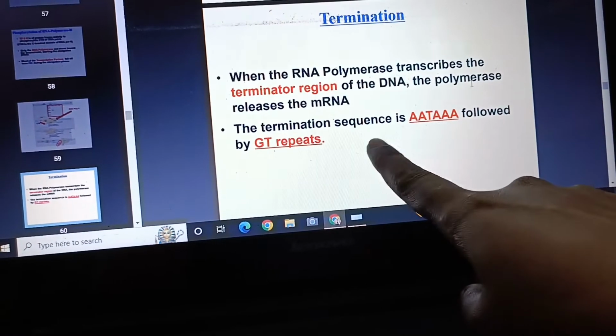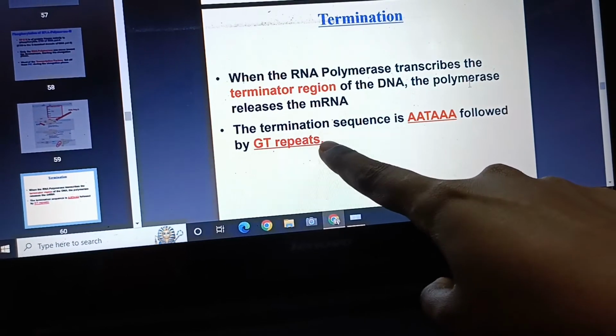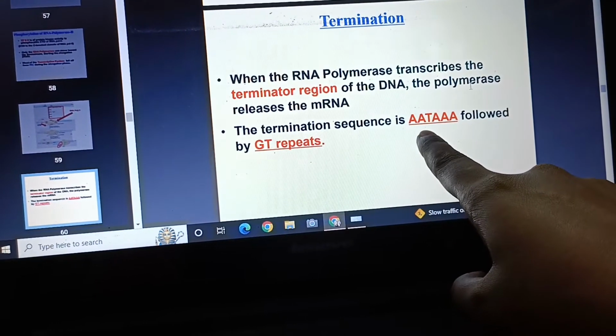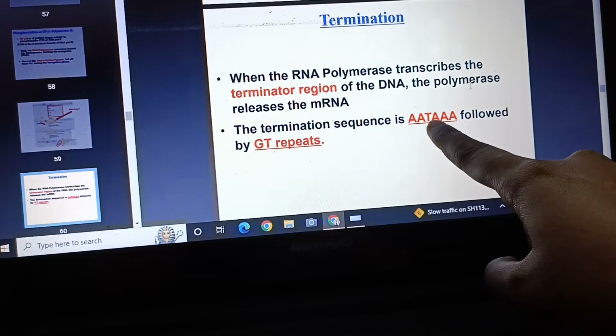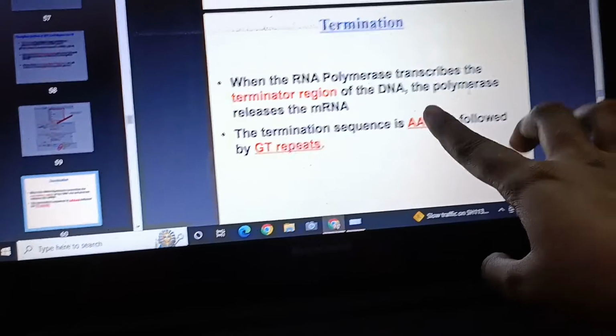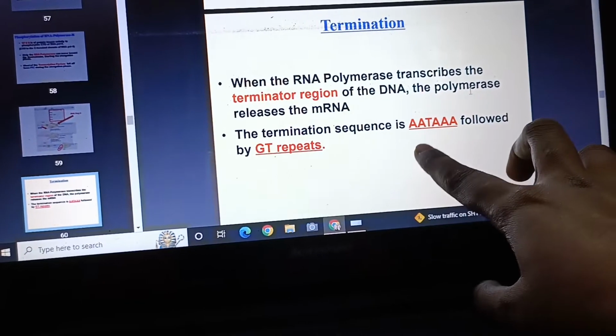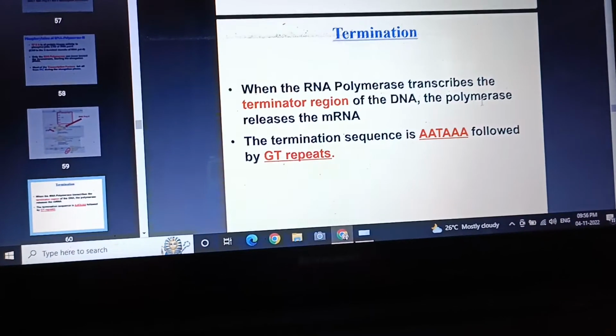Okay. The termination sequence is AATAAA followed by GT repeats. Instead of what we saw in prokaryotes, some GC sequence followed by U repeats, UAA, here in contrast, it is AATAAA followed by GT repeats.